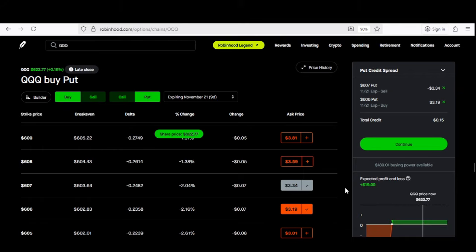This option strategy is known as the put credit spread. If you guys watched the first video, you're going to see this strategy, the put credit spread. Now we are not done yet.